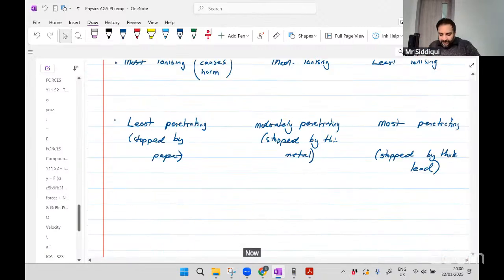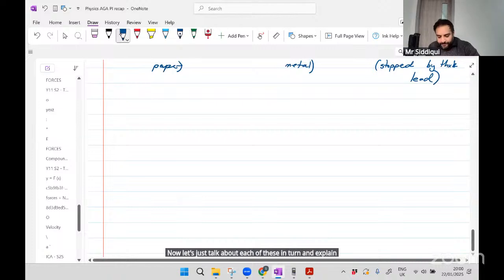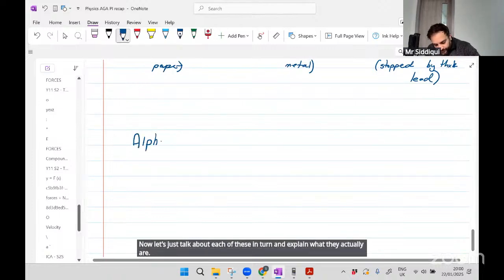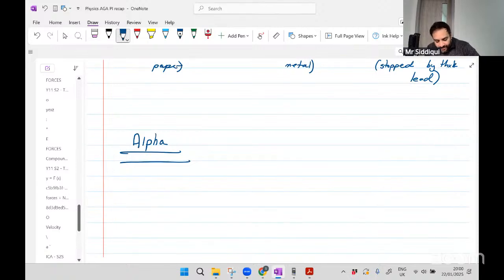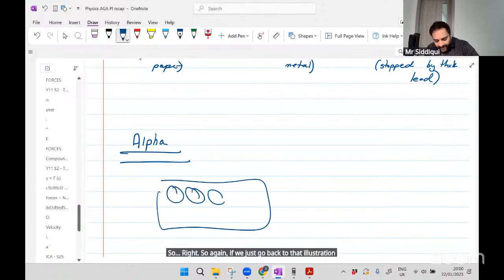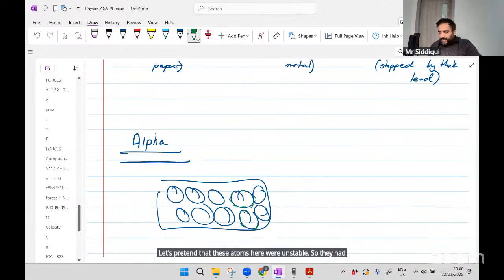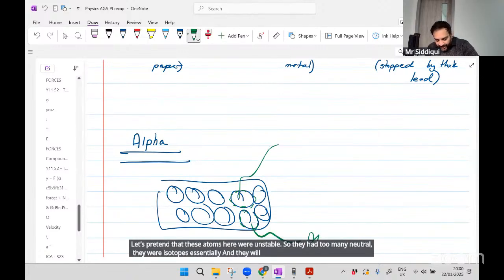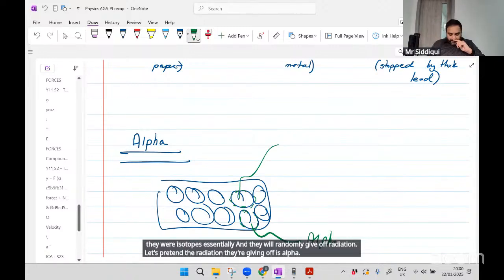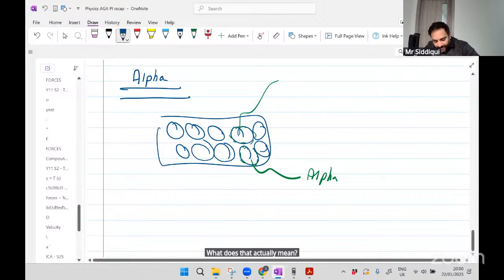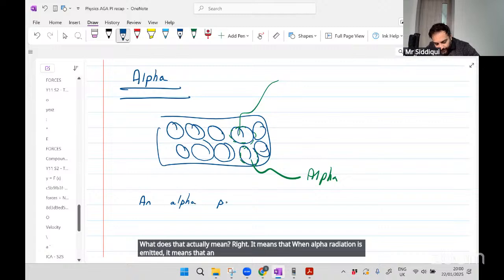Now let's just talk about each of these in turn and explain what they actually are. So, right. If we just go back to that illustration quickly of the atoms, let's pretend that these atoms here were unstable. So they had too many neutrons, they were isotopes essentially. And they will randomly give off radiation. Let's pretend the radiation they're giving off is alpha. What does that actually mean? It means that when alpha radiation is emitted, an alpha particle is spat out, emitted from the nucleus.